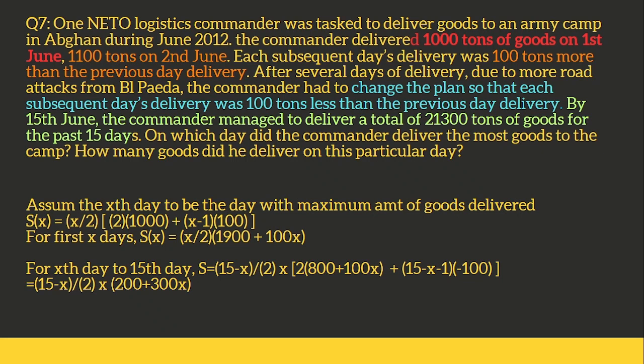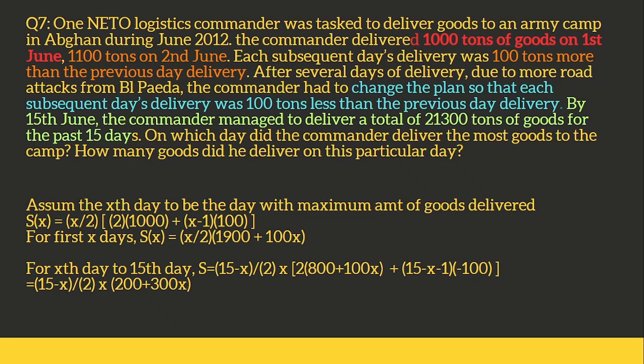So for this question, we have a certain pivot, and this pivot will be the x day where the most goods are delivered. How we're going to solve this is that we're going to assume the x day to be the day with the maximum amount of goods delivered. So this Sx, which is for the first x days, is x over 2 times 2 of the initial, which is 1,000, plus x minus 1 of the common difference, which is 100. So this Sx for the first x days is x over 2 times 1,900 plus 100x. Then for x day to the 15th day, we are going to go from that middle day and then look onward.